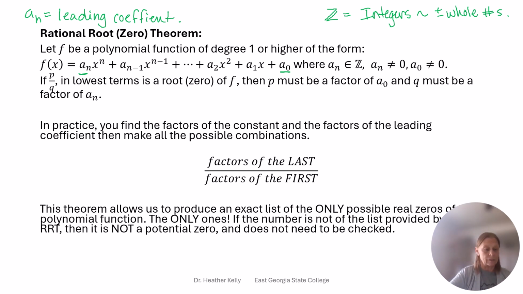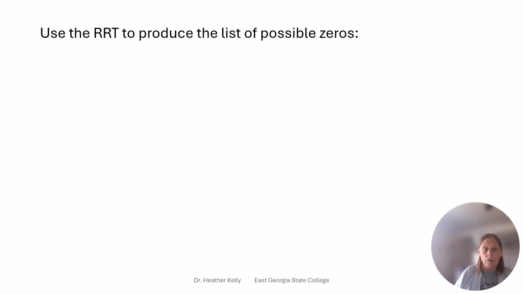So let's see, how does this work? We're going to use the rational root theorem to produce a list of possible zeros. So let's start off with our first example here. We're not going to do anything beyond finding a list of the possible zeros. So 6x cubed minus x squared plus x minus 12.